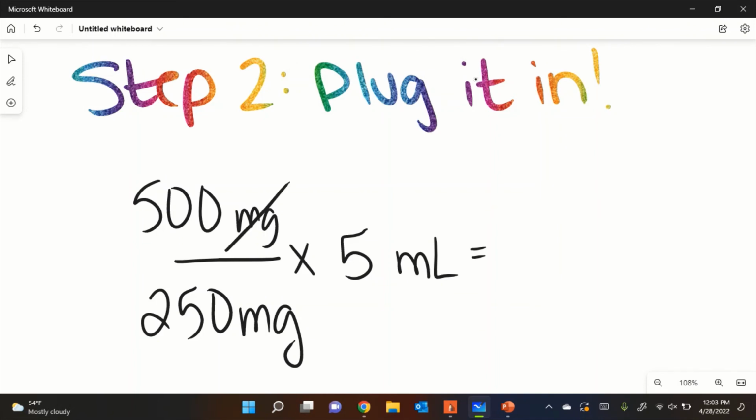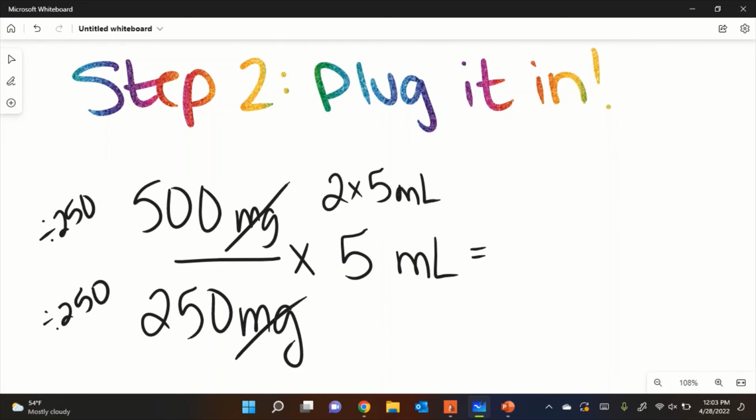Milligrams over milligrams, they get canceled. 500 over 250, we can divide each of these by 250 in order to simplify. 500 divided by 250 is 2. 250 divided by 250 is 1. Anything over 1 is itself. And so we are left with 2 times 5 milliliters, and our answer is 10 milliliters per dose.